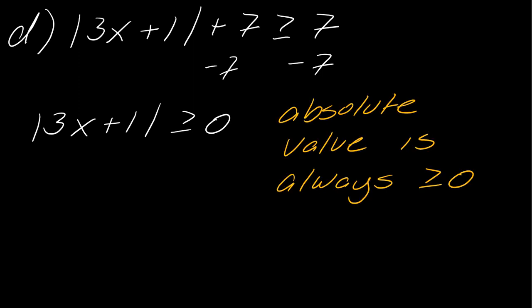And again, absolute value is always greater than or equal to 0. So here's an absolute value, and we want to know when this is greater than or equal to 0. This is always true. This is like the definition of absolute value. So I don't even have to go any farther with it. I can just say that this is all real numbers, so negative infinity to infinity.